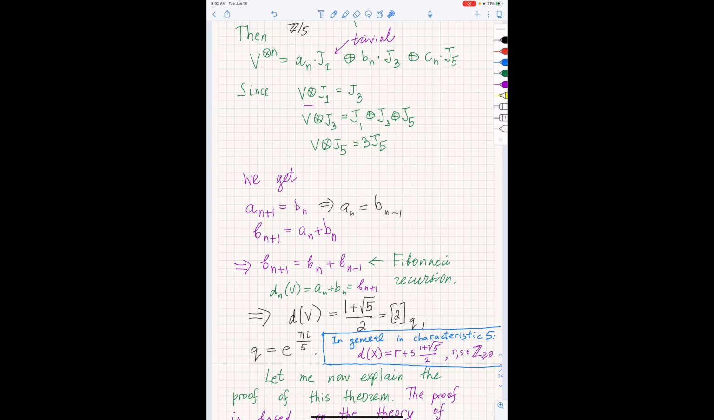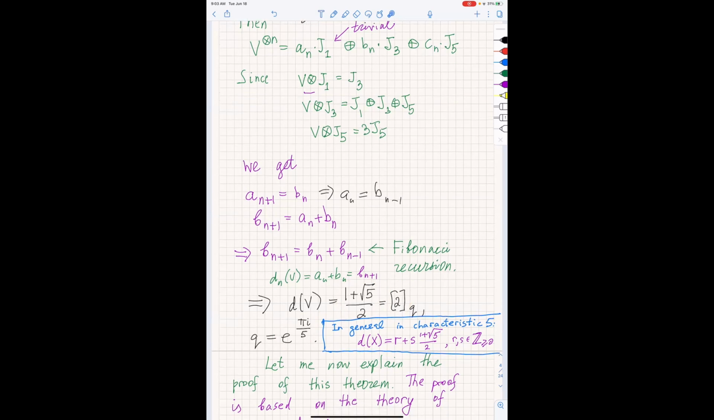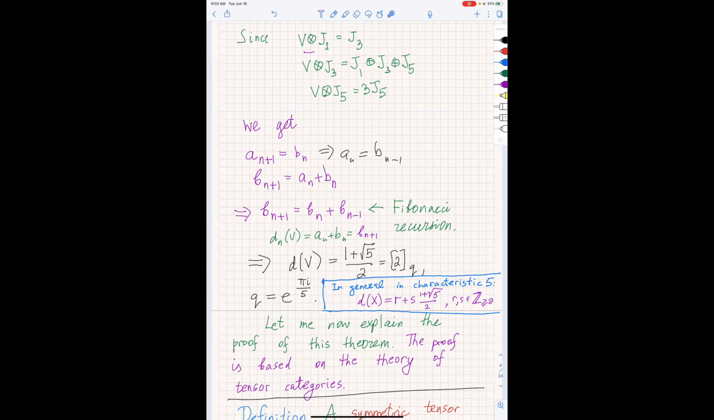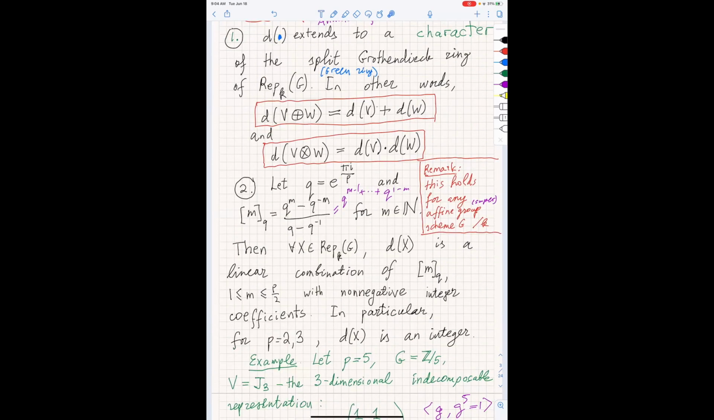And this implies, we know that Fibonacci numbers grow like a geometric progression with denominator 1 plus square root of 5 over 2, the golden ratio. And so d of v equals 1 plus square root of 5 over 2, which happens to be 2 cos of pi over 5, that is, 2 sub q, where q is the 10th root of unity. And then in general, our theorem says that in characteristic 5, this d of x for any representation of any group will be of the form r plus s times the golden ratio, where r and s are non-negative integers. And I should say that the same theorem is true much more generally. It holds for any affine group scheme or super scheme over K.